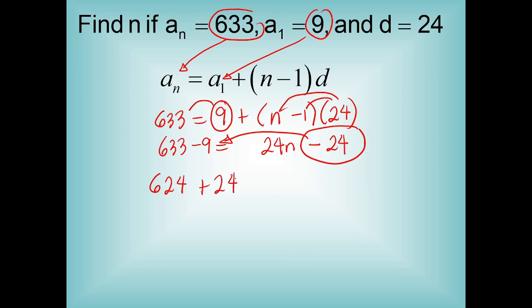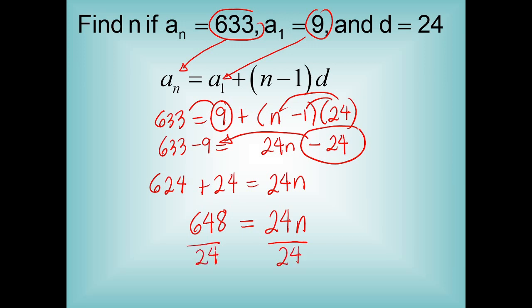So, is equal to 24n. So, 624 plus 24, that will give us 648, is equal to 24n. Dividing both sides by 24, we will be getting a value of n, which is 27. Okay? The 27th term is 633.